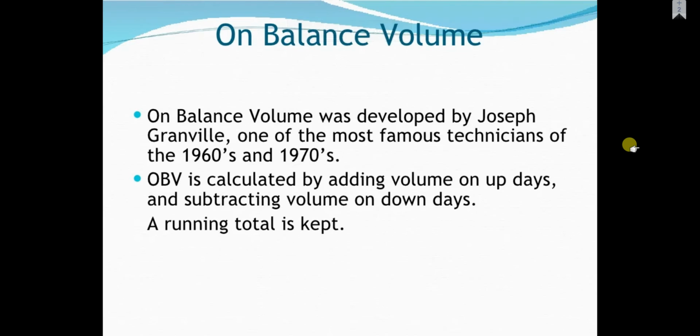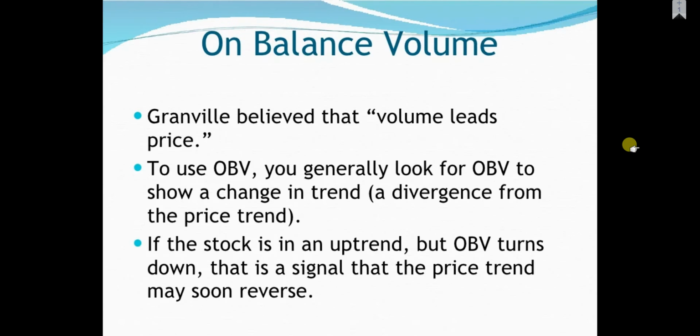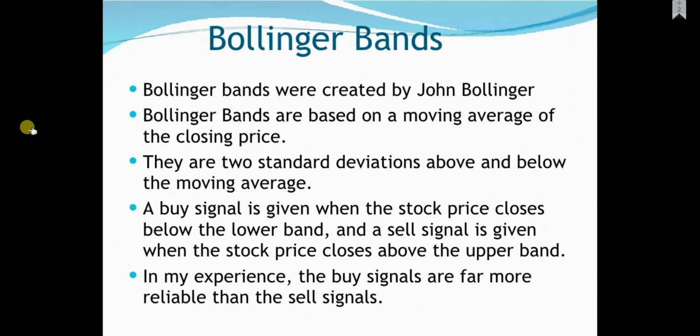Next is the Bollinger Band. Bollinger Bands were created by John Bollinger. Bands are based on the moving average of a particular closing price. They are two standard deviations above and below the moving average. A buy signal is given when the stock price closes below the lower band, and a sell signal is given when the stock price closes above the upper band.